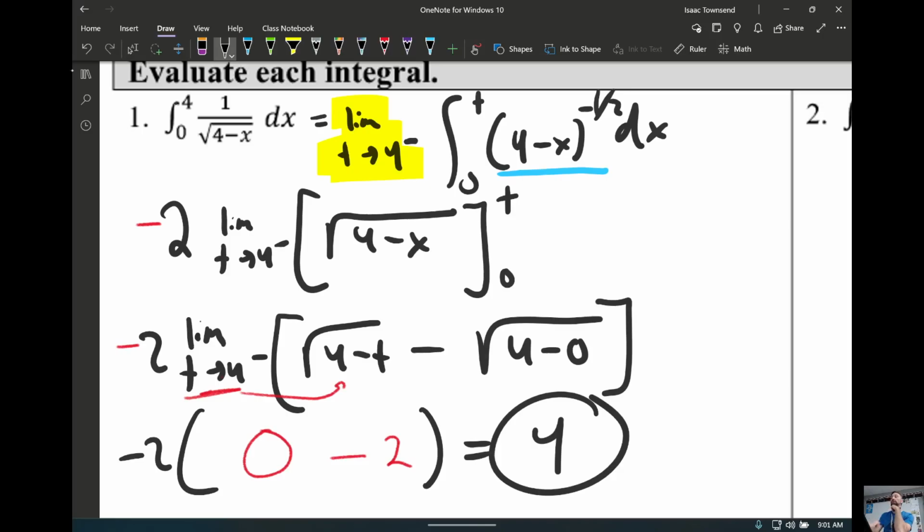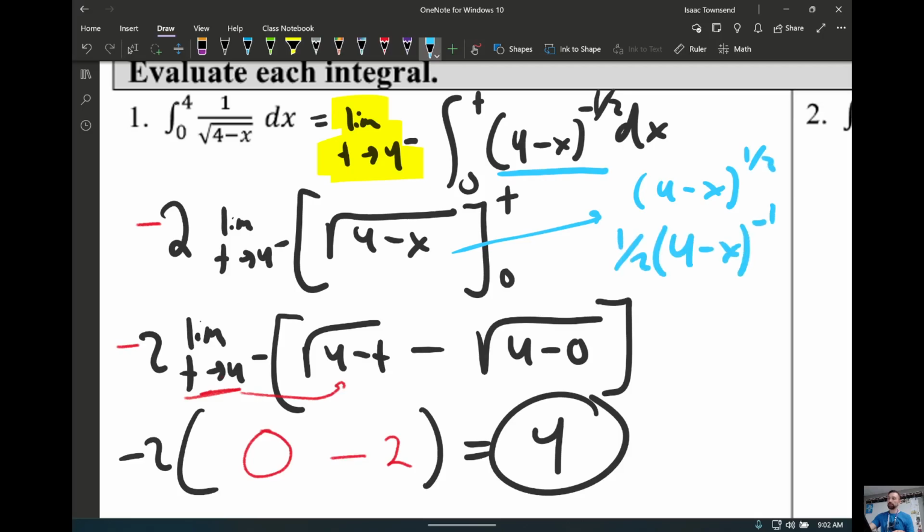So, okay, is there anything that jumps out at you about question 1 that you don't remember from last class? Where did the negative in front of the 2 come from? From chain rule. If you take the derivative of this, you bring the power down, you lower the power by 1, and you multiply by the derivative of the inside.